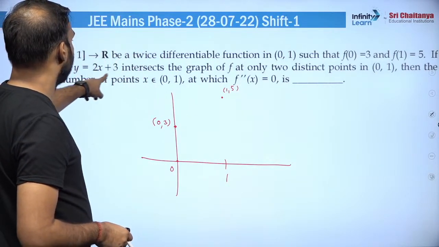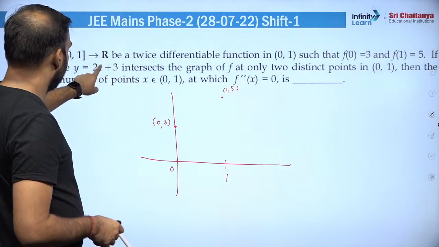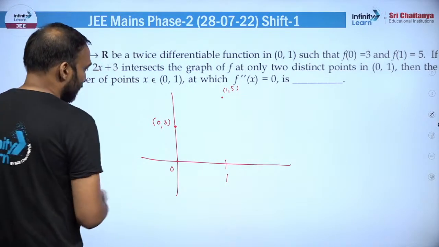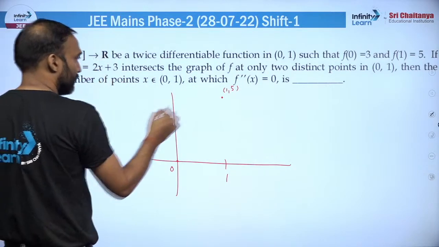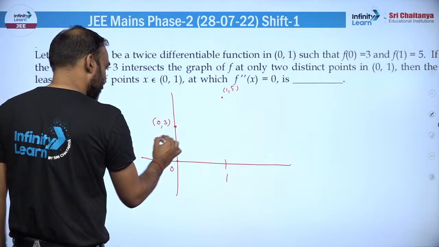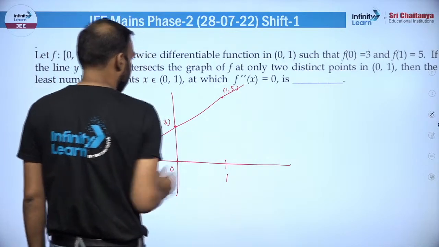Now, there is a line y is equal to 2x plus 3. If I put x equal to 0, y is equal to 3, so this line is passing through this point. And if I put x equal to 1, y is 5, so this line is passing through this point as well. So, my line is like this, passing through these 2 points.